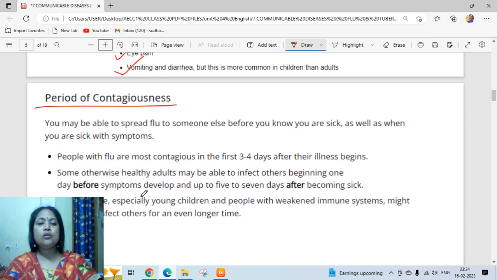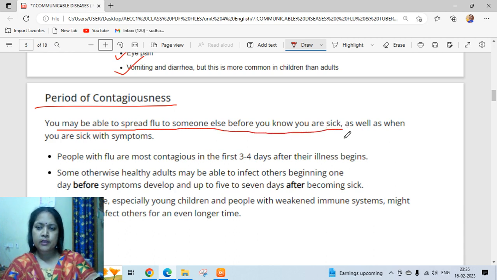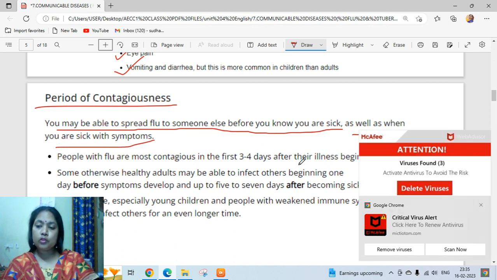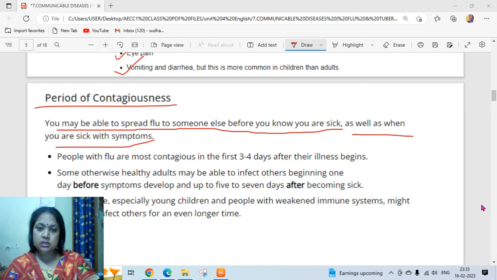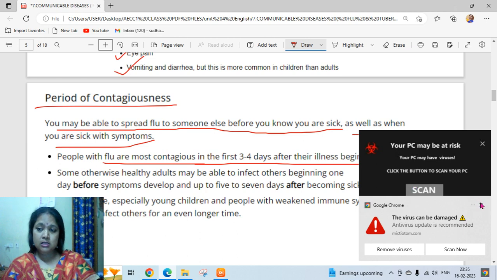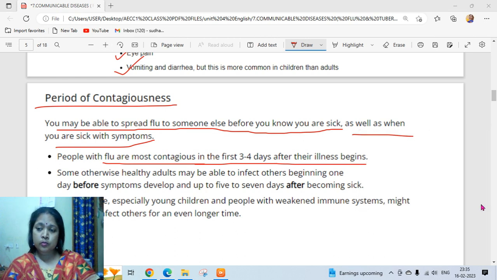Okay. So what is the period of contagiousness? You may be able to spread flu to someone else before you know you are sick, as well as when you are sick with symptoms. People with flu are most contagious in the first 3-4 days after their illness begins. Okay, it means in the primary stage they are most contagious, it is transferable to one healthy person within the earlier stages of infection.